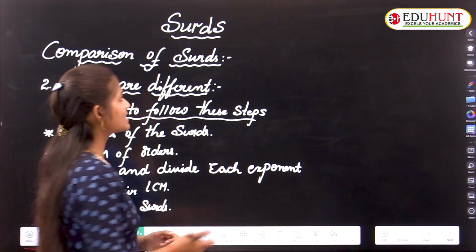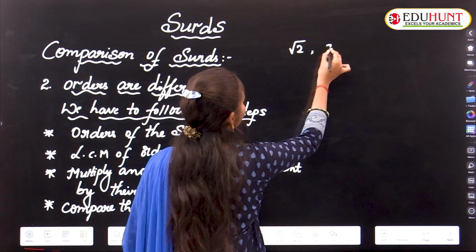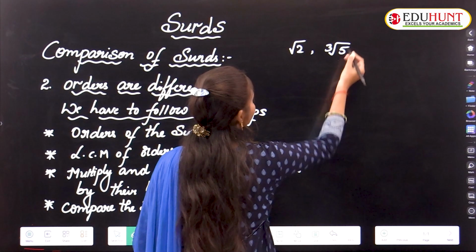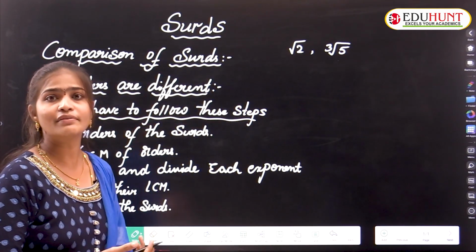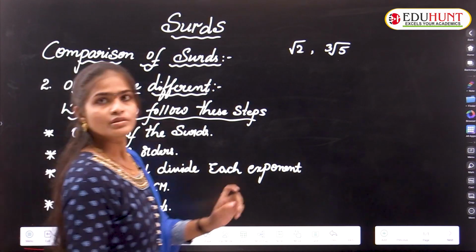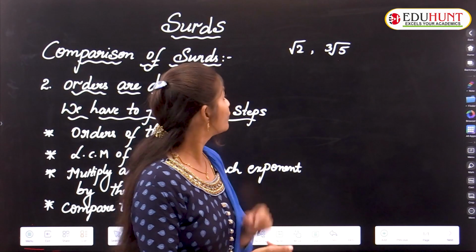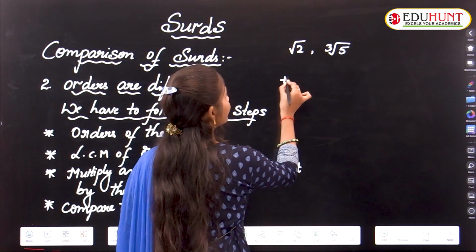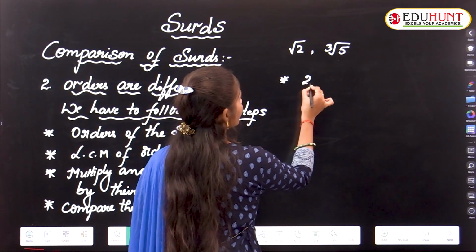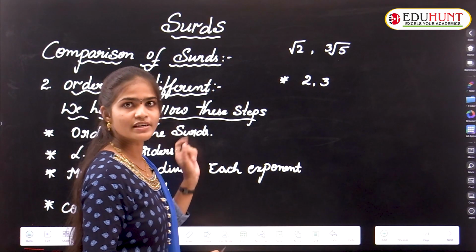Here is an example: square root of 2 and cube root of 5. Which one is greater and which one is smaller? We don't know that, right? Here the order is 2 and here the order is 3. So first we need to write the orders of the surds. That is 2, and here the order is 3. Okay, that is the first point.